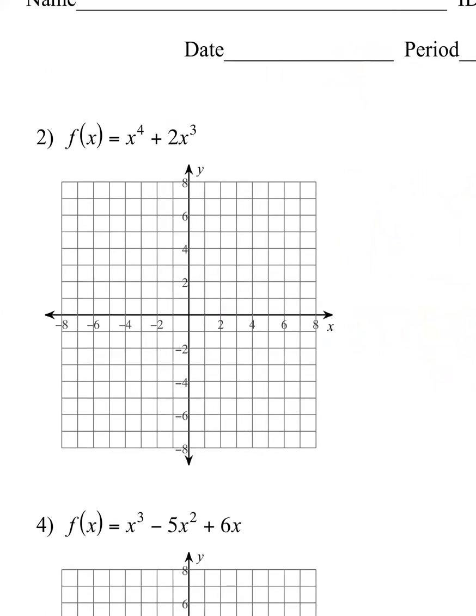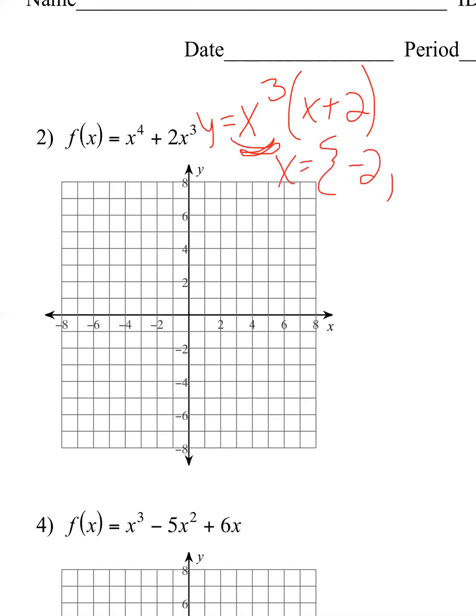Okay, so this one, again, I'm going to go ahead and factor out whatever I can. And this time I could take an x cubed, and I'd be left with x plus 2. So when I go to solve this, that means that I'm going to get negative 2, and then I'm also going to get 0 three times. So 0 with a multiplicity of 3.